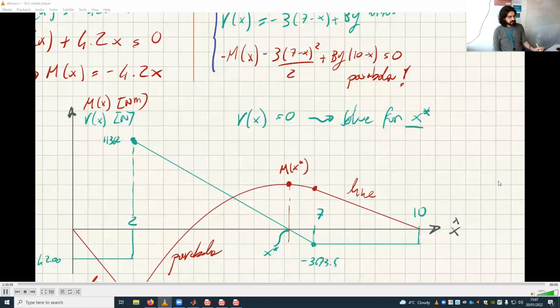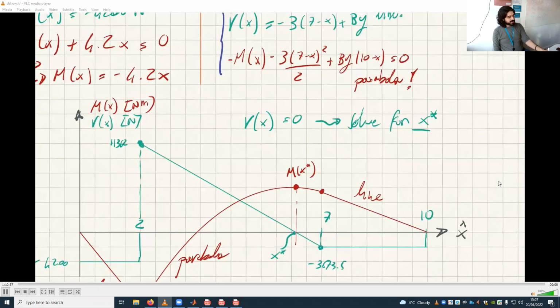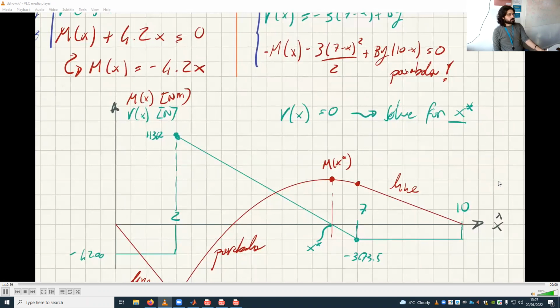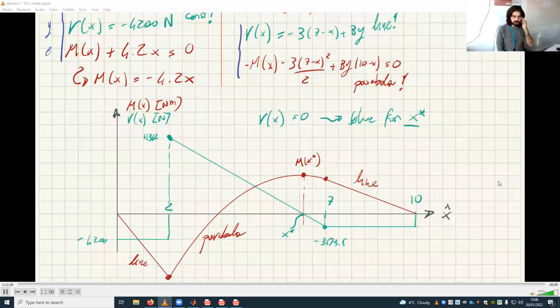Because this parabola has minus x squared. So minus x squared is a parabola that looks like this. Plus x squared is a parabola that looks like this. A parabola that looks like this has a maximum point. A parabola that looks like this has a minimum point. Okay? So I can know all these things by just doing a bit of calculus and geometric considerations.